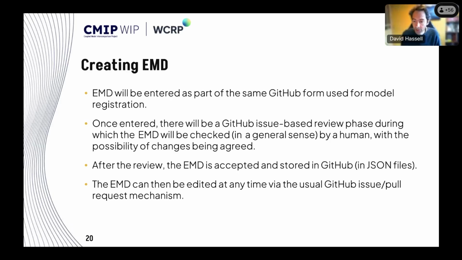There will be a human-based review phase just to check that the documentation makes sense in a general way. We're not actually checking that the facts in it are right and cross-checking, but it's a sort of sanity check, if you like. Then if there are any changes to be discussed, they will be discussed via a GitHub issue, and when the EMD is agreed and accepted, it's then stored in GitHub, as I said, in a JSON, the familiar JSON file format.